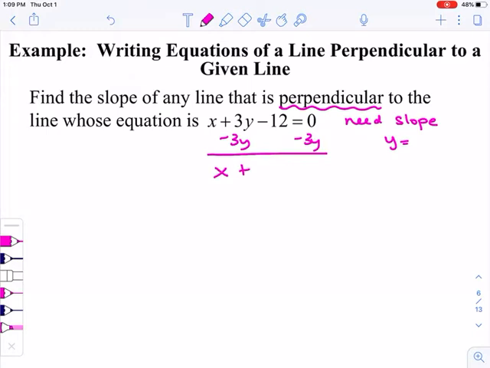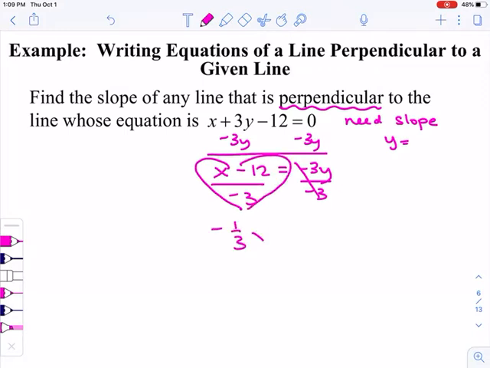So x minus 12 is what's left over. x minus 12 is equal to -3y. If I divide by that -3, we end up with -1/3 x + 4 as our slope-intercept form. All we need is the slope.